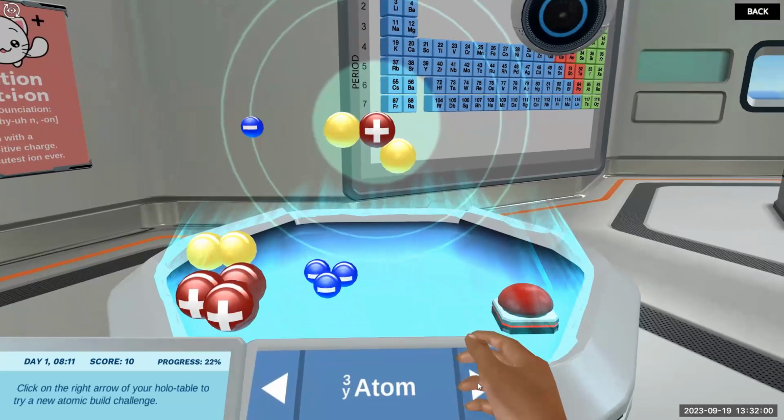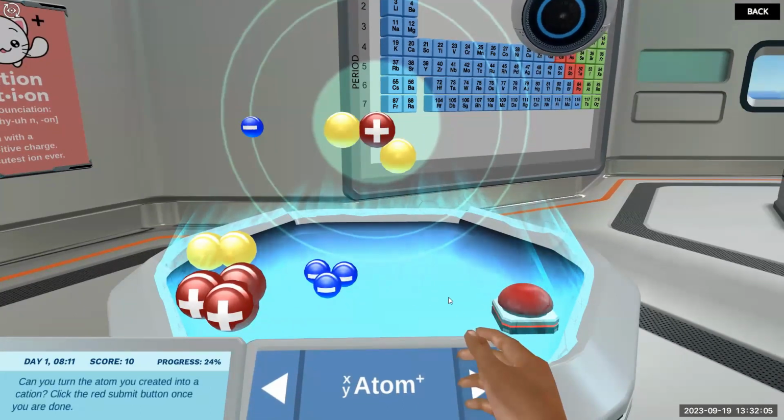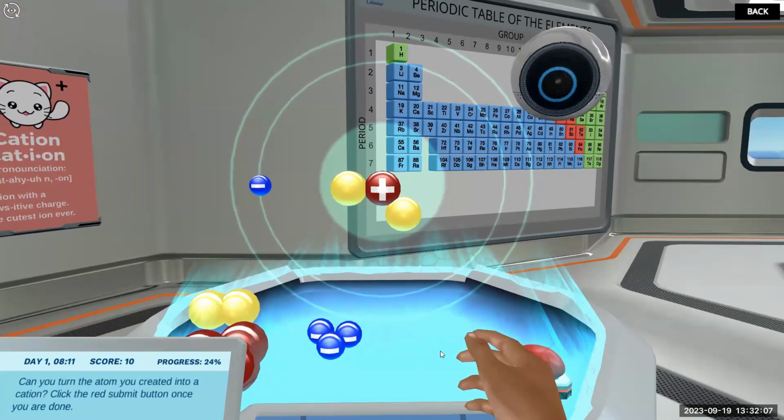Click on the right arrow of your holotable to try a new atomic build challenge. Can you turn the atom you created into a cation? Click the red submit button once you are done.